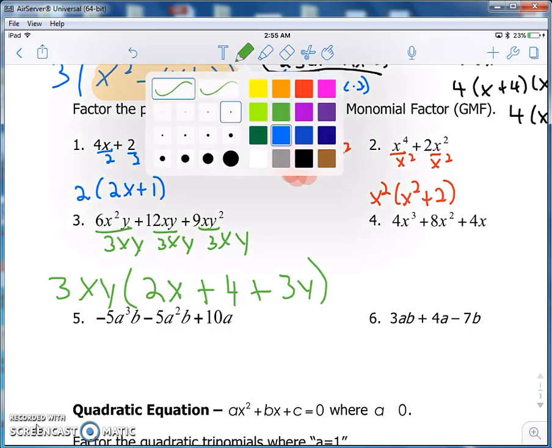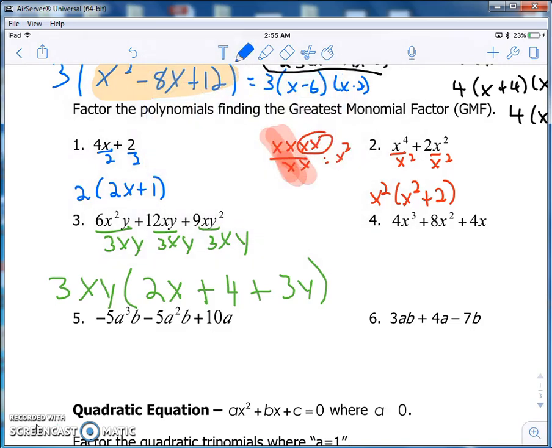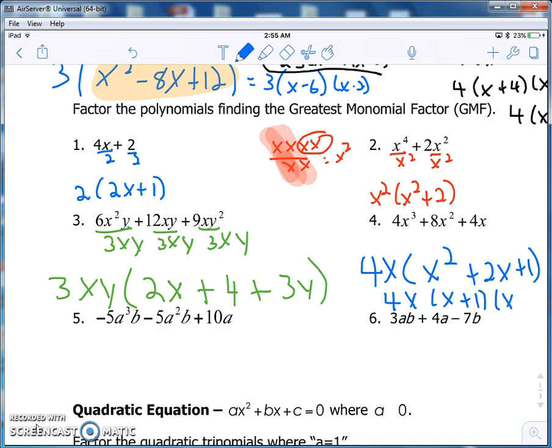Number 4. There's a 4 and an x in everything, so I'm going to factor out a 4x. 4x cubed divided by 4x leaves me x squared. I took out 1x, left 2 x's in there. Plus 2x plus 1. Now we know that this trinomial factors, so numbers that multiply to be 1 but add to be 2 give x plus 1 and x plus 1.